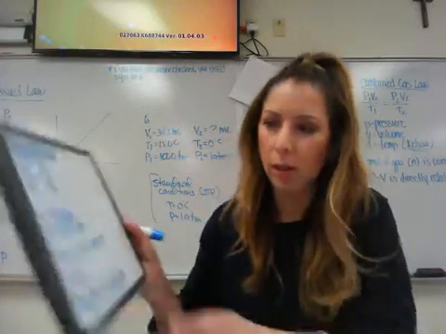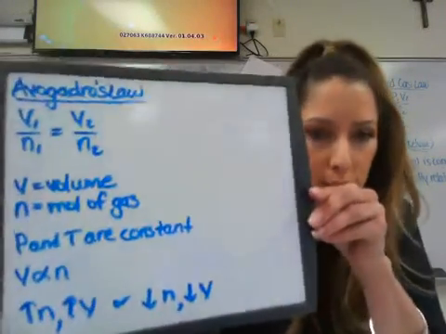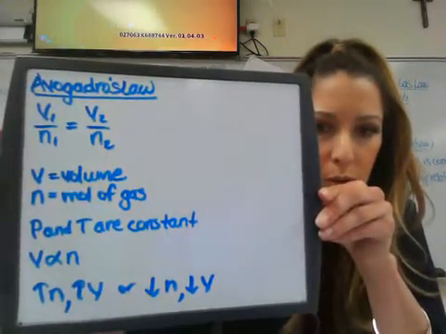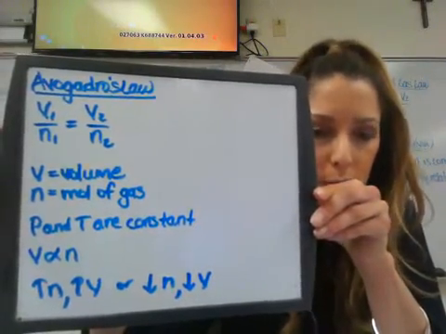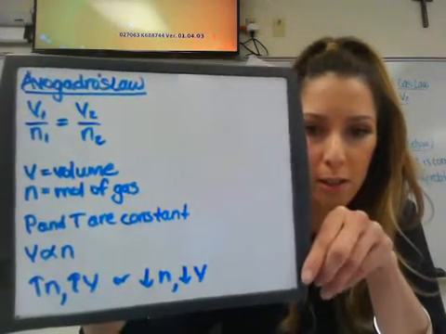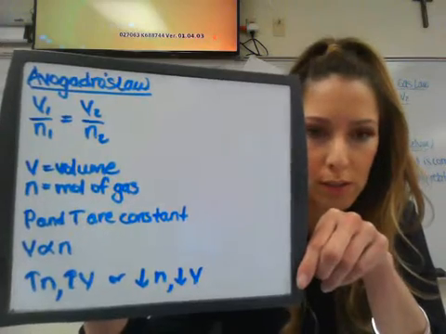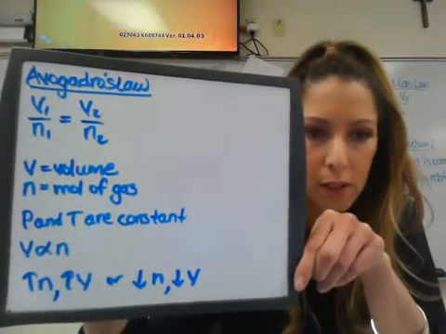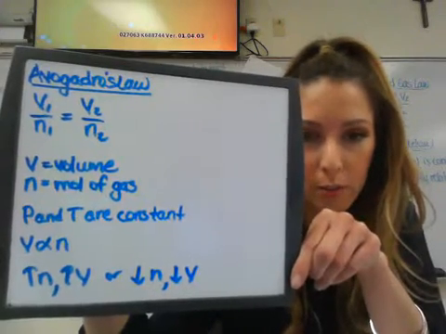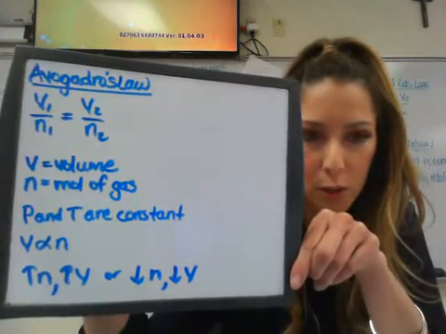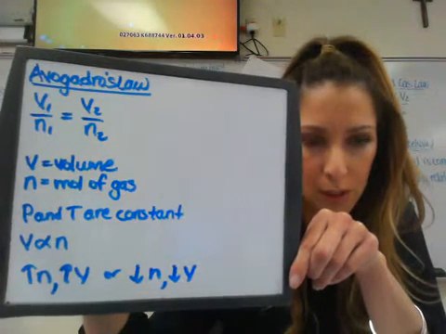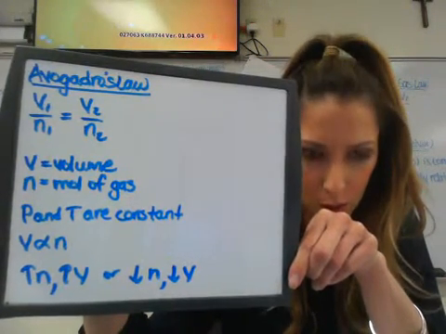All right, Avogadro's law is V1 over N1 equals V2 over N2. V is volume, N is moles of gas. The two variables that are being held constant here are pressure and temperature. Volume is proportional to moles of gas, which means if I increase the moles of gas in a sample, I increase its volume. Or if I decrease the moles of gas in a sample, I decrease its volume.